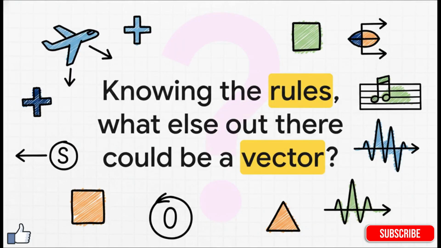Now that you know the rules of the playground, you know you need addition, you need scaling, you need that special zero player, and all those other rules. What else out there in the world could actually be a vector? The answers might just surprise you.